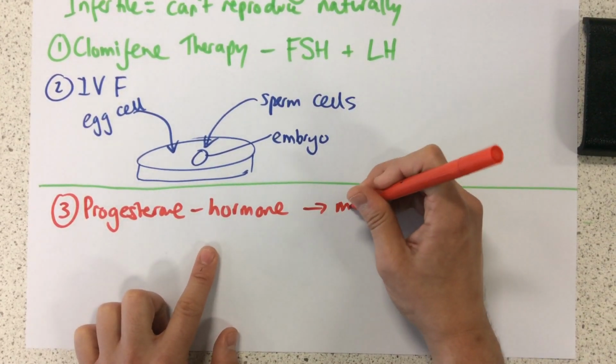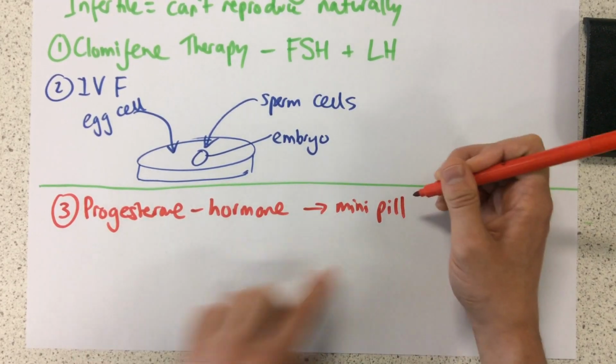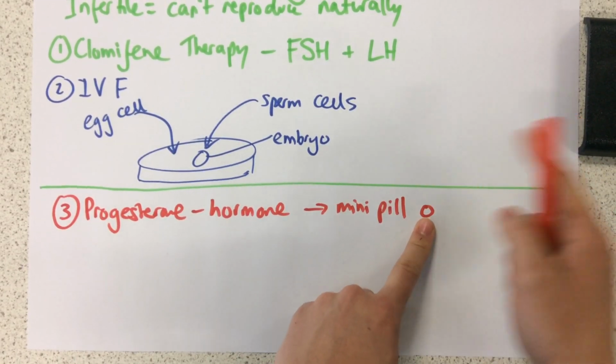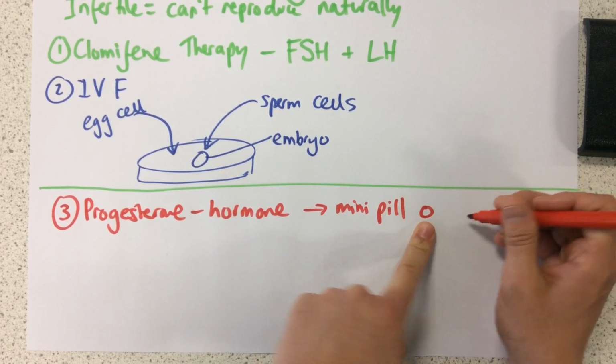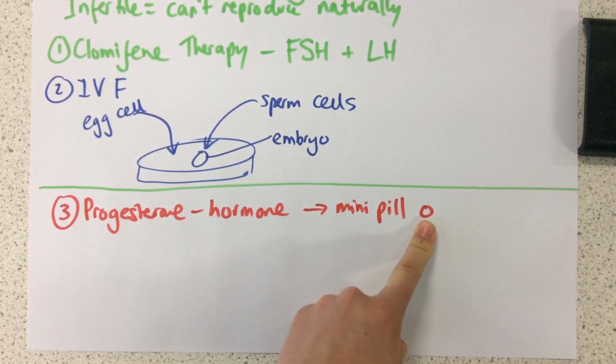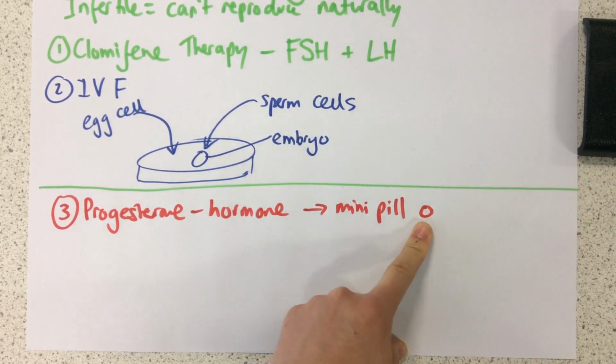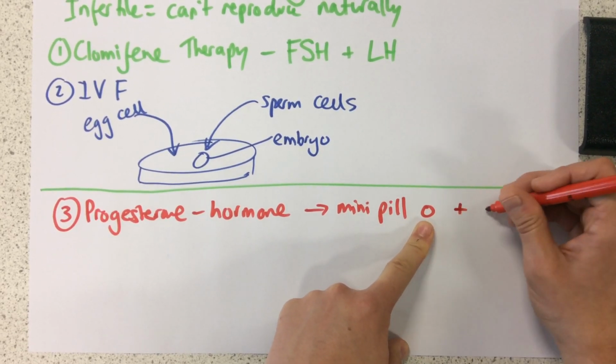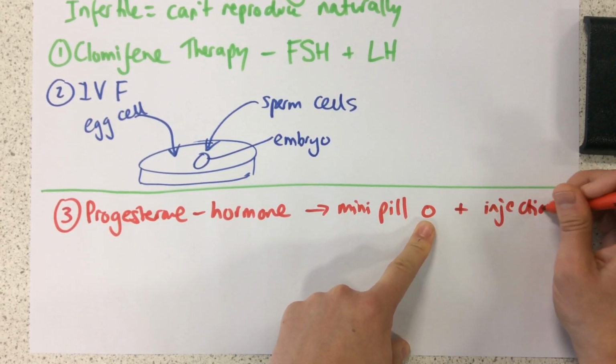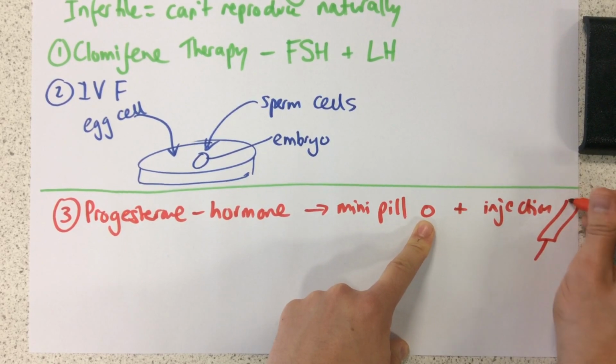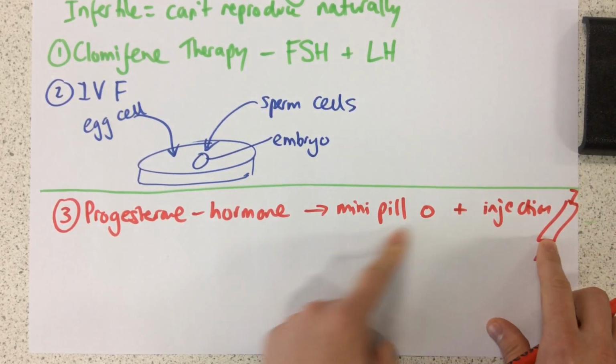One is in the mini pill. This is just a pill that can be taken orally, taken by swallowing it on a daily basis. And we also have the injection. This is an injection that women can have that contains progesterone.